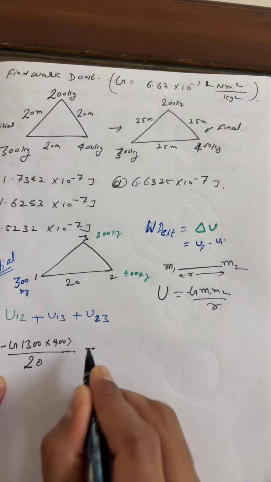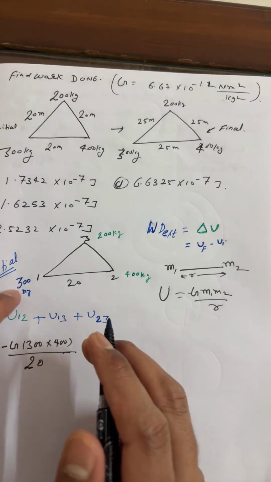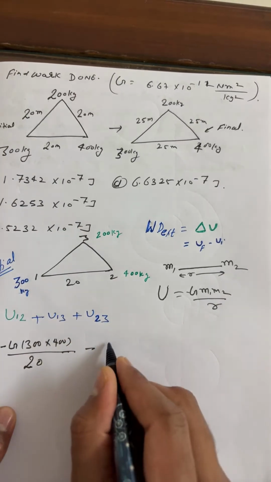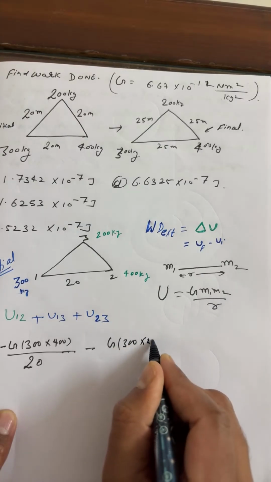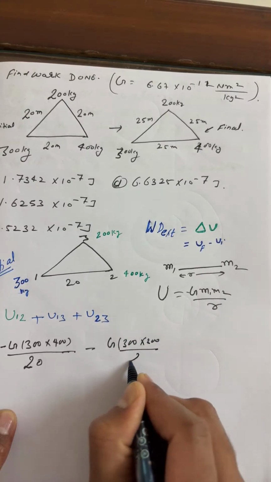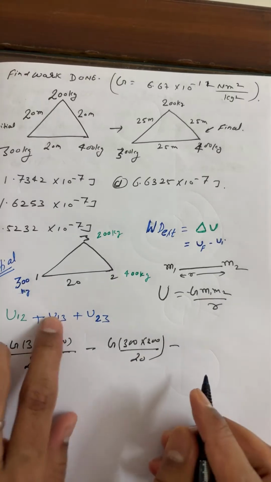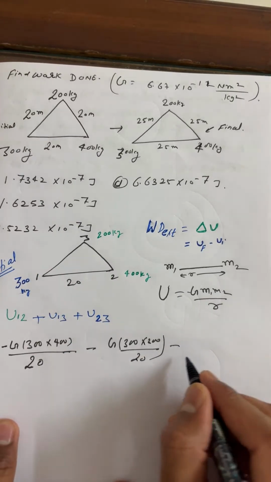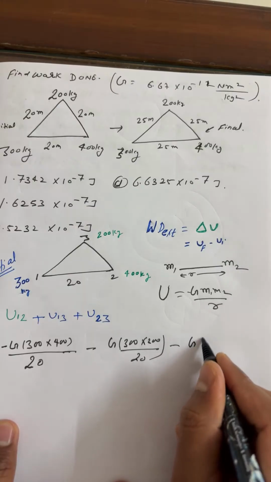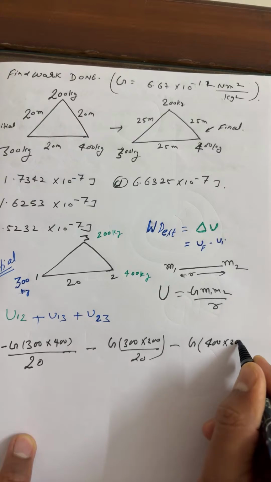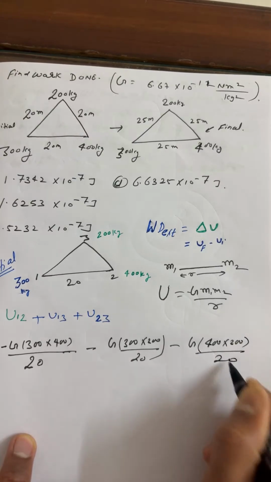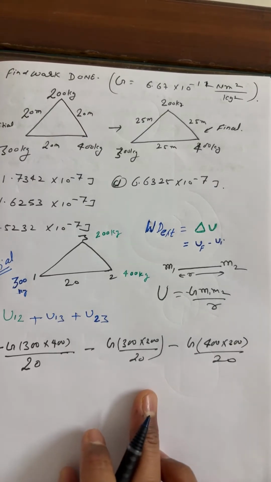Then U1 due to 3. This is 300 and 200. Minus G into 300 into 200 upon 20, remains the same. Then U2 due to 3: minus G 400 into 200 upon 20. Let's simplify this.